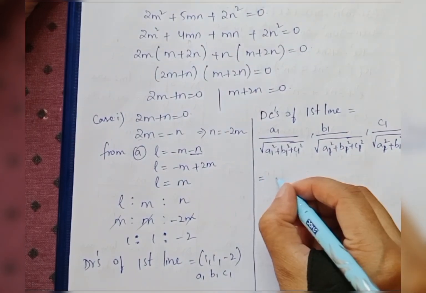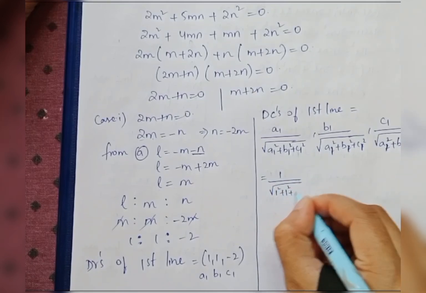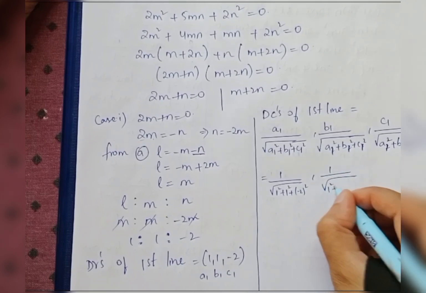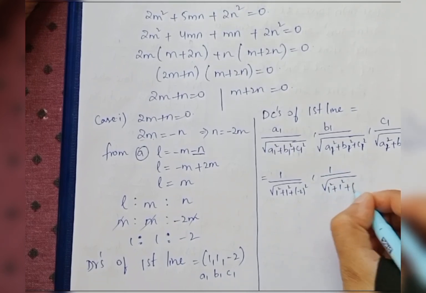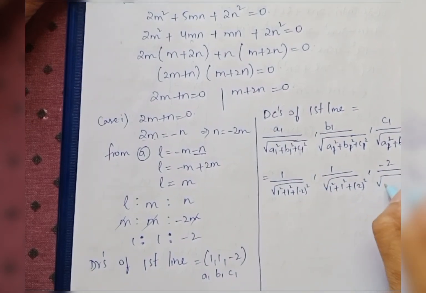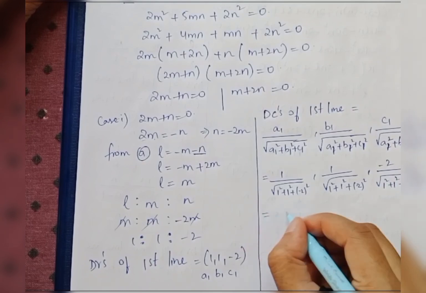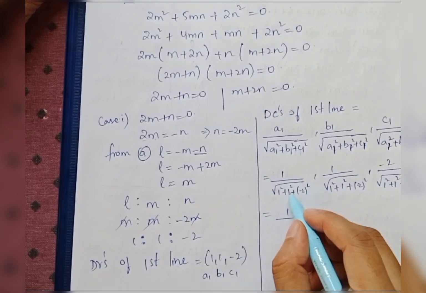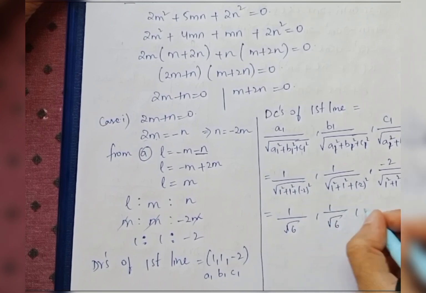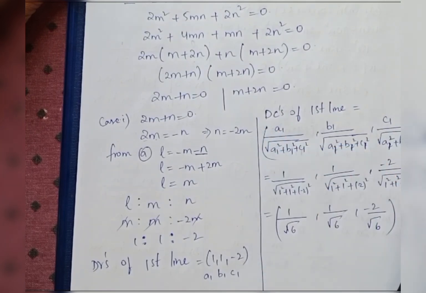So a1 value is 1 by root of 1 square plus 1 square plus minus 2 square, comma, 1 by root of 1 square plus 1 square plus minus 2 square, and here it is minus 2 by root of 1 square plus 1 square plus minus 2 square, which equals 1 by, here it is 1 plus 1 plus 4, 6. So 1 by root 6, comma, 1 by root 6, comma, minus 2 by root 6. We got the DRs of the first line.